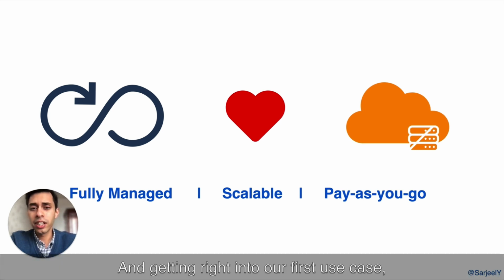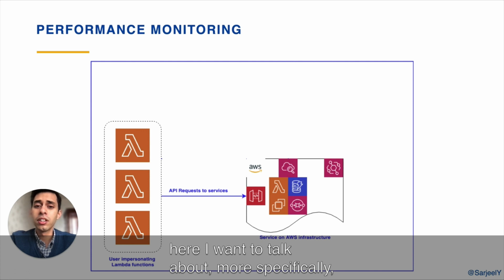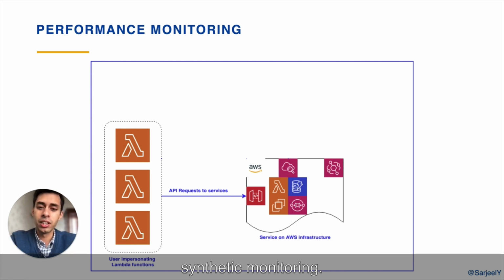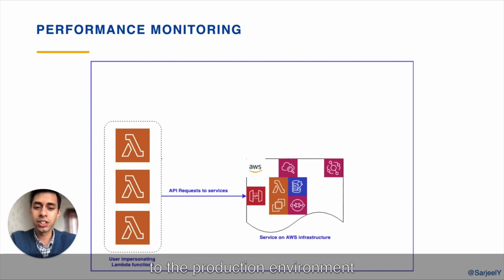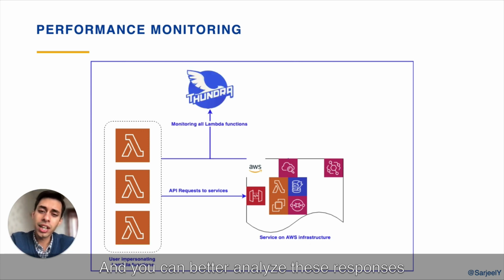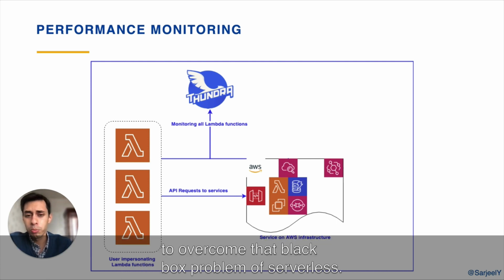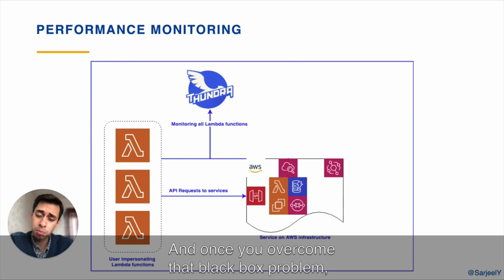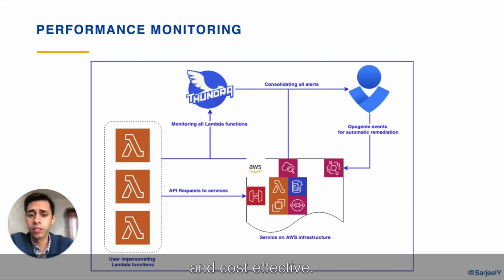And getting right into our first use case, which is monitoring, here I want to talk about more specifically synthetic monitoring. This is something we used to do in Opsgenie, where we would set up Lambda functions to constantly send user impersonating requests to the production environment and collect the response in transactional Lambdas. And you can better analyze these responses using serverless monitoring tools to overcome that black box problem of serverless. And once you overcome that black box problem, you see that the benefits of Lambda functions are that they're lightweight, easy to spin up, and cost effective.